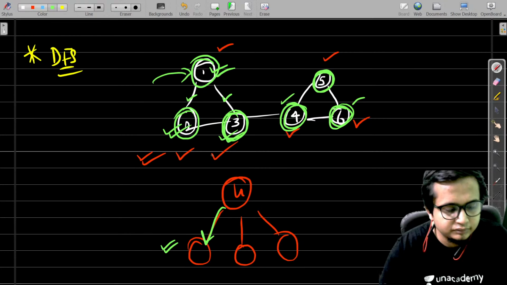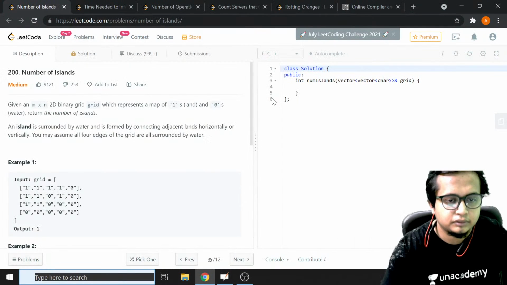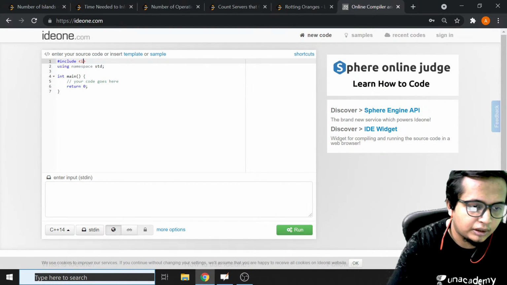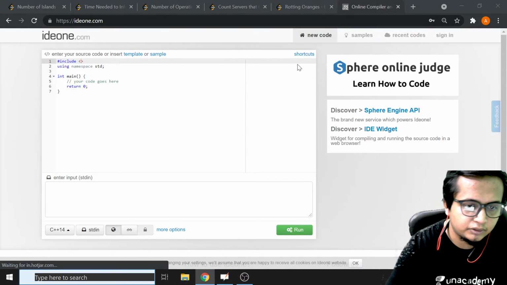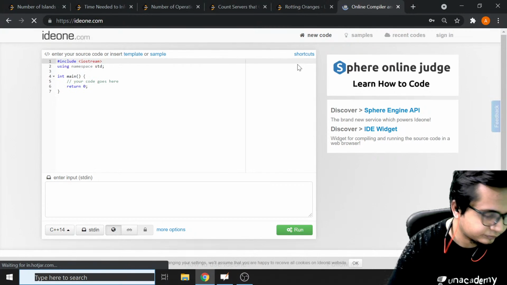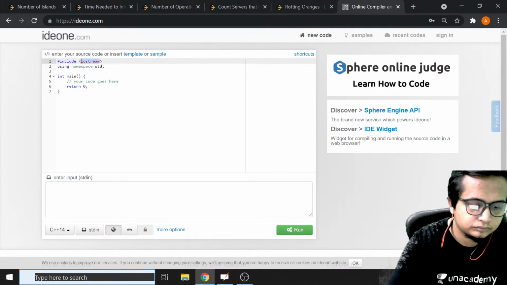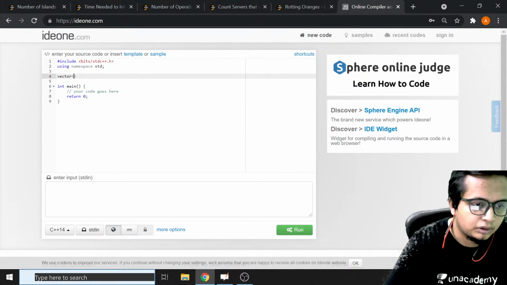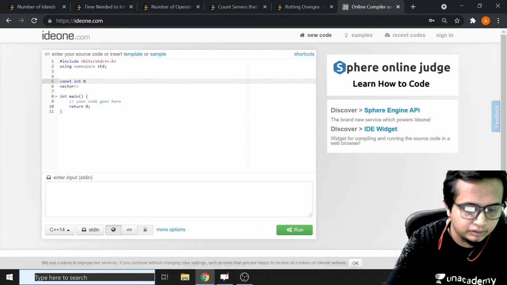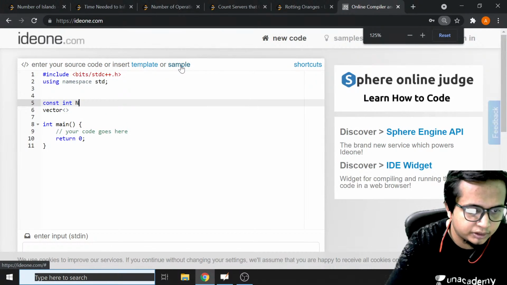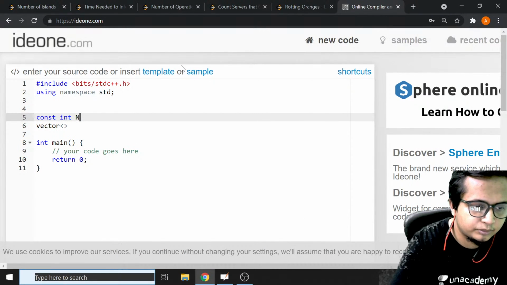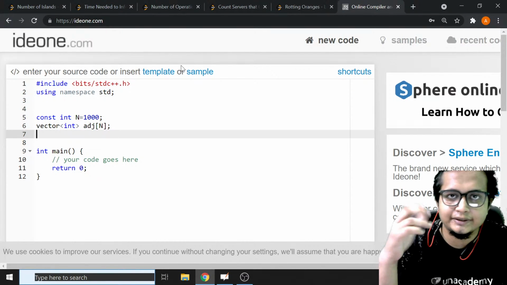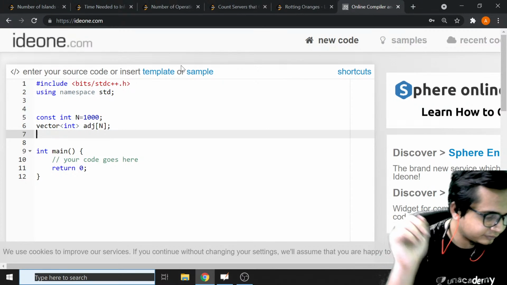So let's get started. I'll be using IDE 1E. Let me just clear everything. Is this clear to you guys, or should I zoom it up a bit? I think it would be clear now. Okay, so let us assume that there are maximum 1000 nodes in my graph. Okay, and I'm using the adjacency list representation to denote my graph.